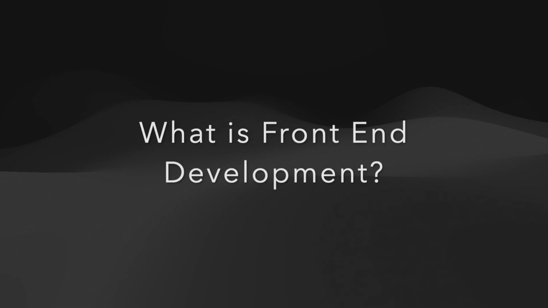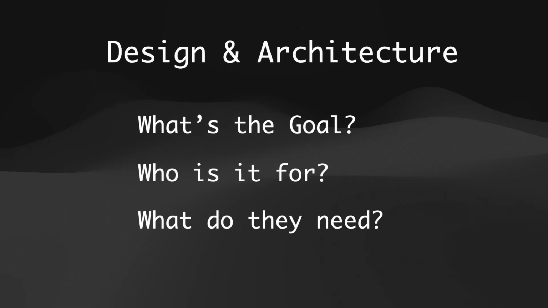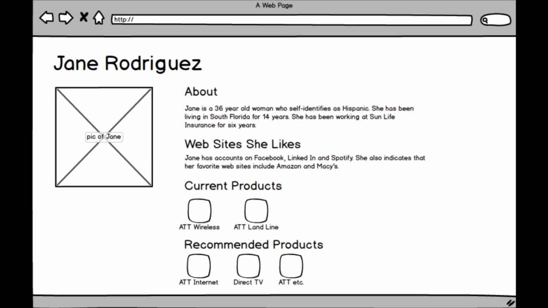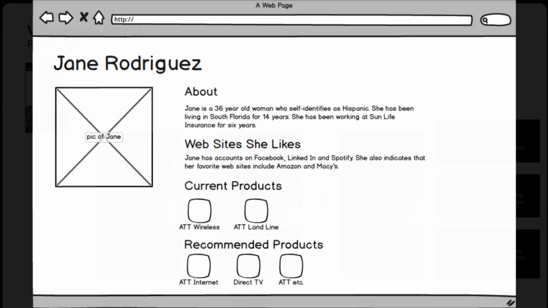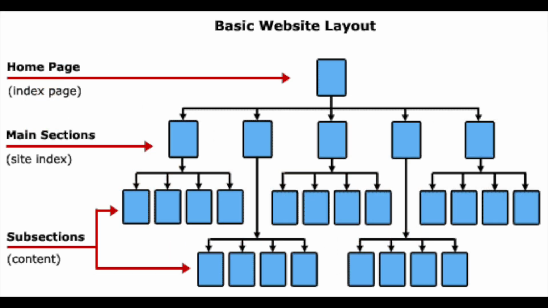Web application development generally begins with design and architecture. The process should start with questions such as, what is the goal? Who is the application for? What do they need? The answers to these questions are usually addressed with documentation that may also describe typical users, what steps they should take to accomplish something, and how the content of a website or application should be structured.